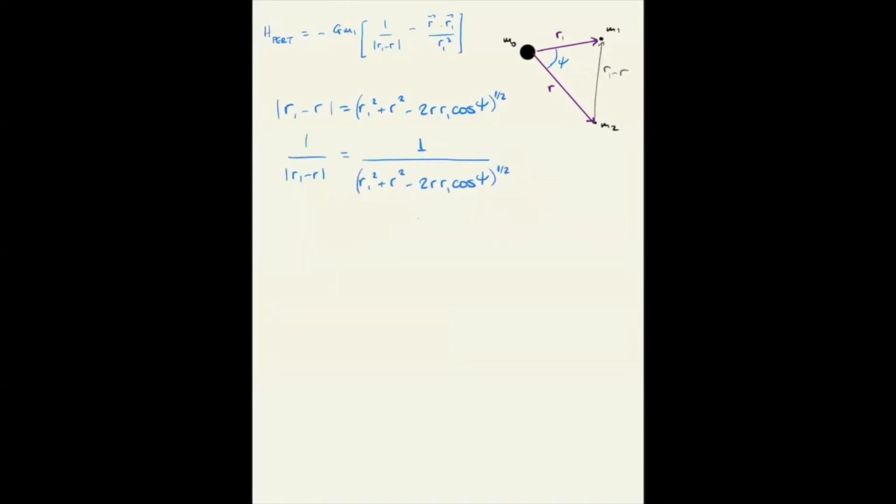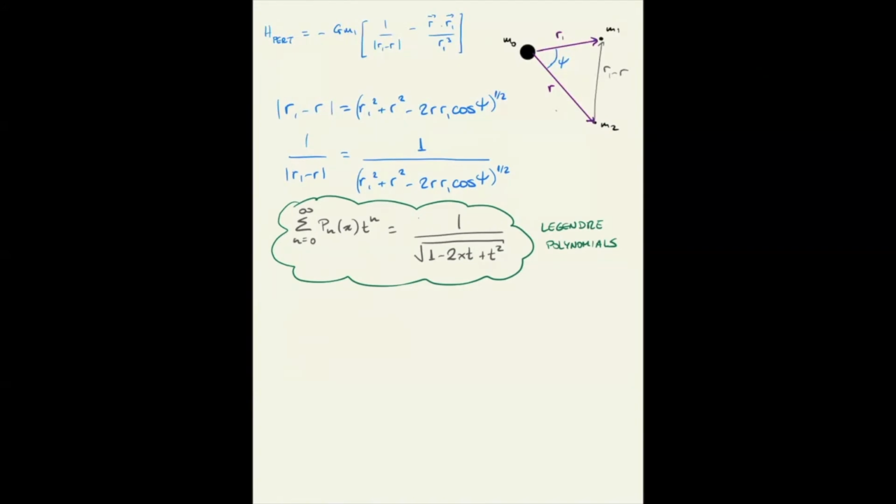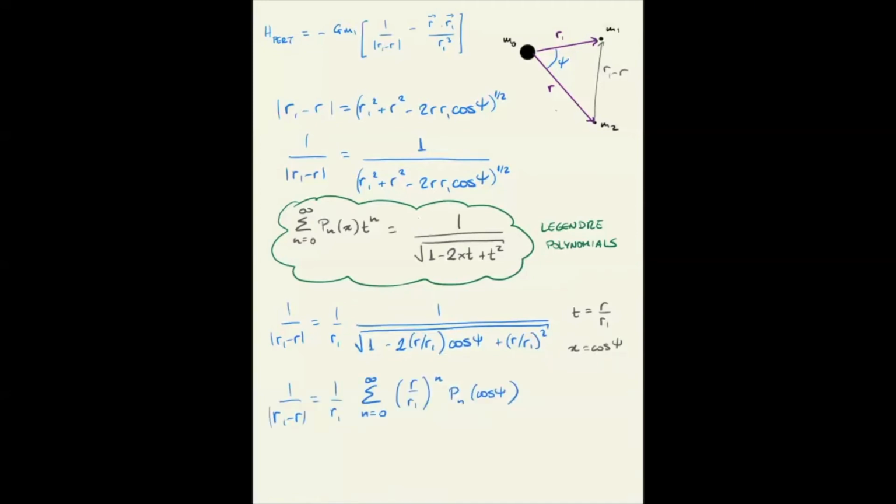Now you will identify this as a generating function for the Legendre polynomials. This is almost identical to what we have, except that the generating function of the Legendre polynomials has a 1 in the denominator. So let's extract r1 from the square root. And therefore, this becomes the square root of 1 minus 2 r over r1 cosine psi plus r over r1 squared. Now, this is identical to the generating function of the Legendre polynomials, if t is equal to r over r1 and x is equal to cosine psi. So we can write the inverse of the modulus as a summation of Legendre polynomials in cosine of psi.